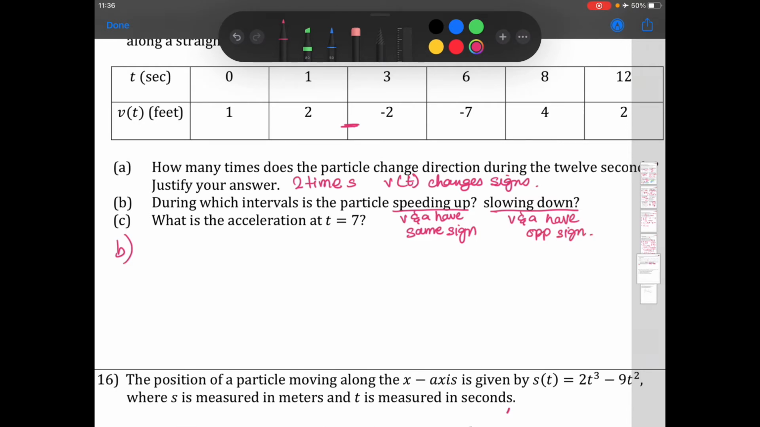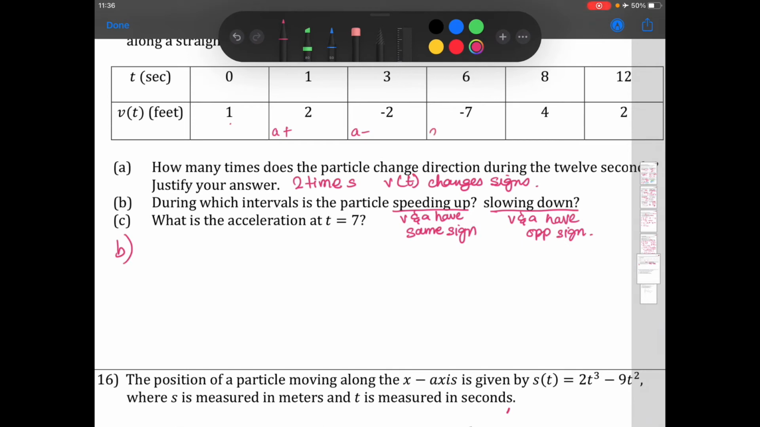Remember, your velocity is your y values and your acceleration is the slope. So first, let's find the slope here. Let's erase this, and I'm going to find the slope. Here from 0 to 1, my y values are increasing, so my acceleration is what? Positive. From 2 to negative 2, acceleration is negative.